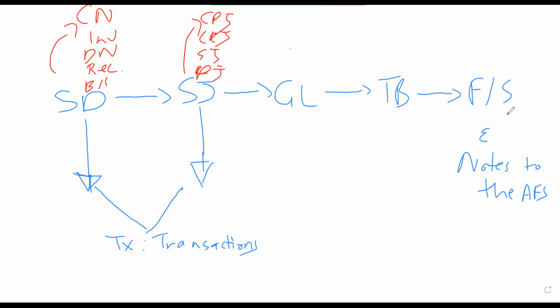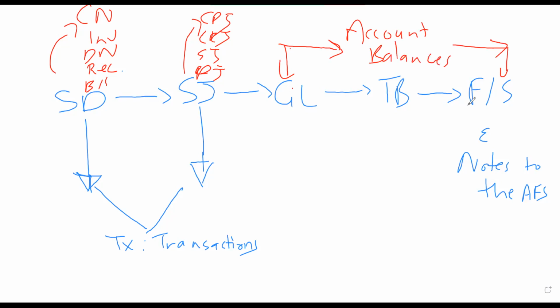So what you're dealing with from here all the way to your financial statements, okay? What is happening really? These are account balances. But what we have from source documents to subsidiary journals, these are transactions. That's where the difference is, and that's where the concept of assertions is derived.